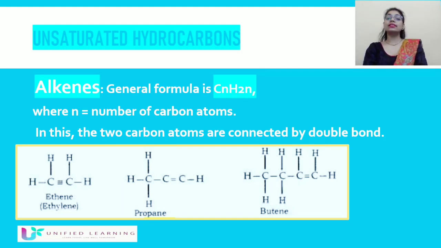Moving further with the unsaturated hydrocarbons. In this, alkenes and alkynes are subdivisions. The general formula is CnH2n for alkenes, where n is equal to the number of carbon atoms. Ethene, that is C2H4. Then we have propene, that is C3H6. Then butene, that is C4H8. Here we can see that there is a double bond present.